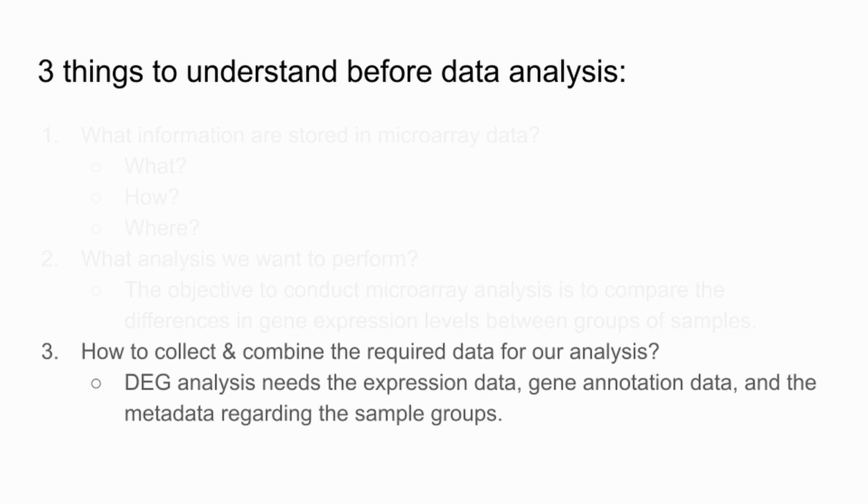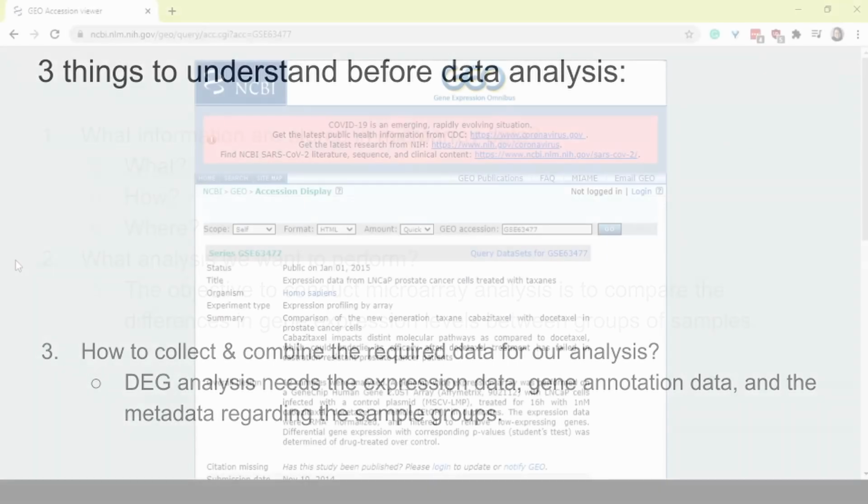Thirdly, after we know clearly about our dataset and also have an idea of what analysis we want to carry out, now we need to know how to retrieve the required data for our analysis. For example, to do the differential expression analysis, we need the expression data, gene annotation data, which is about the gene names, and the metadata regarding the sample group or the sample phenotype condition.